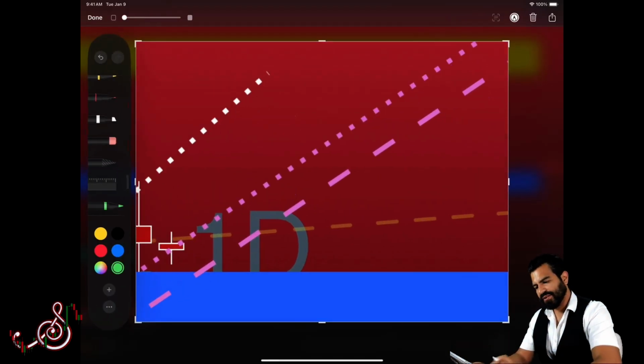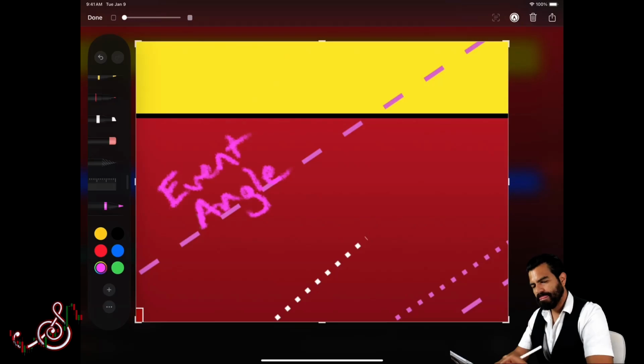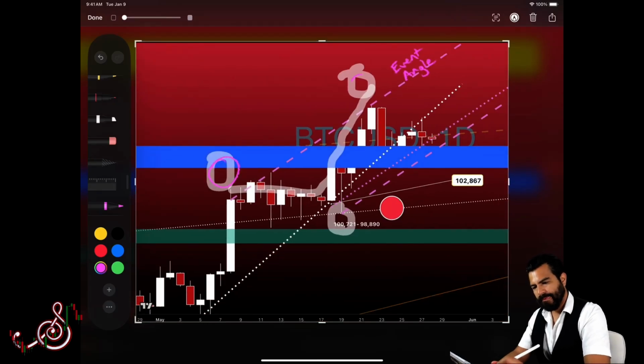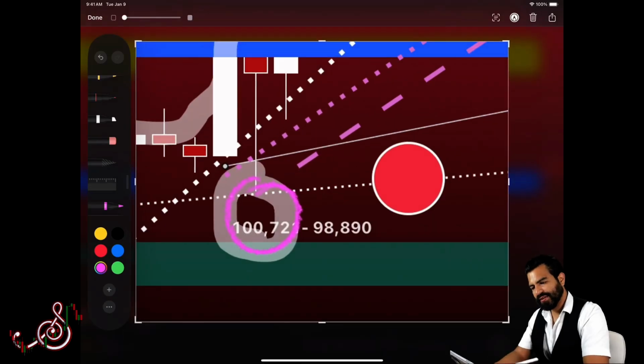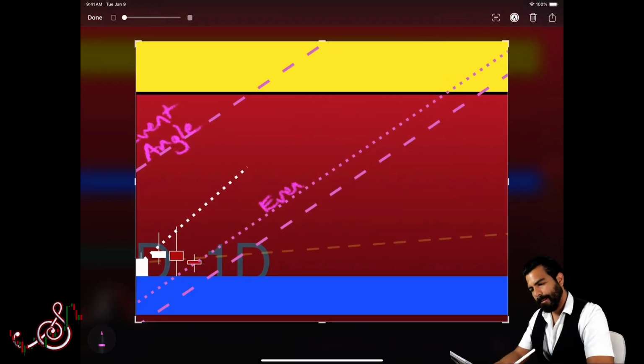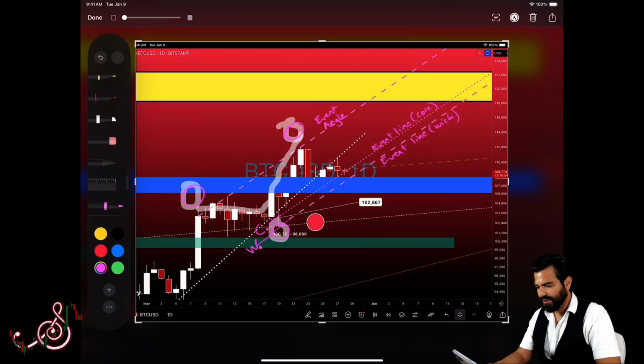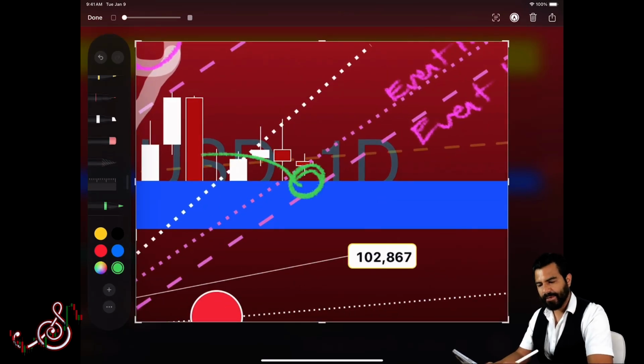Now if I'm going to write on here, I can add some labels if I wanted to. I can type it as event angle. That's how we get the angle, and then this is where we place it at the core side and at the wick side. Then we can label this event line core, and then here event line wick. All this means is we're looking for help when price touches this area or here. Either way, in these two areas, we'd be looking for a bounce.